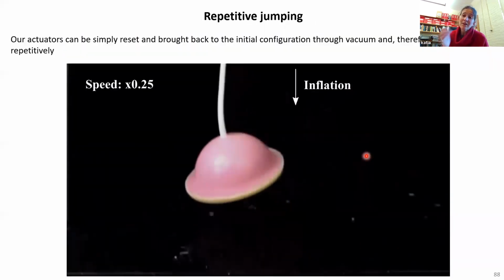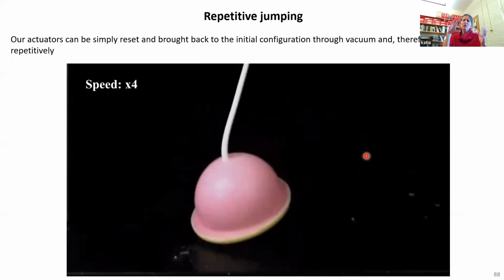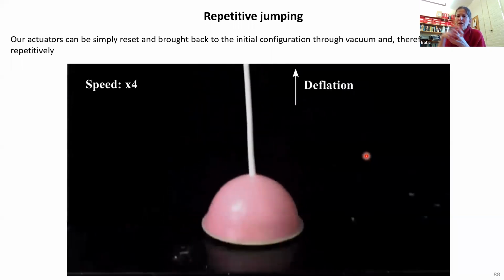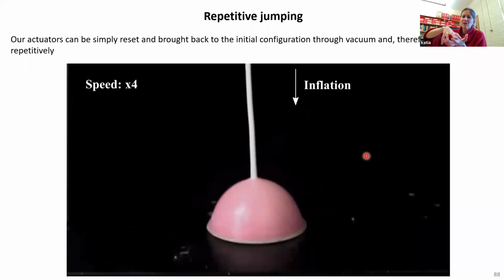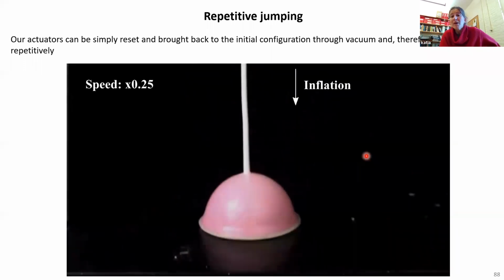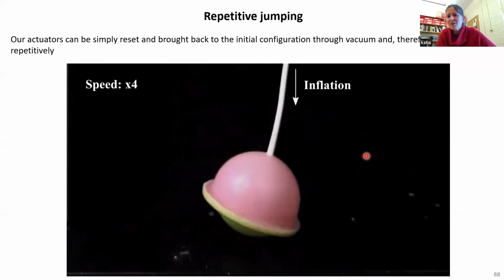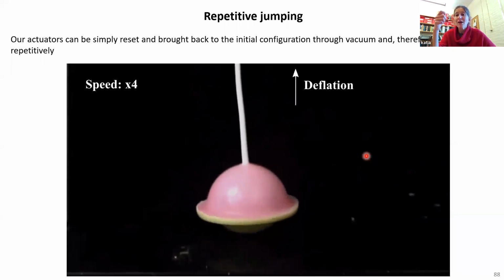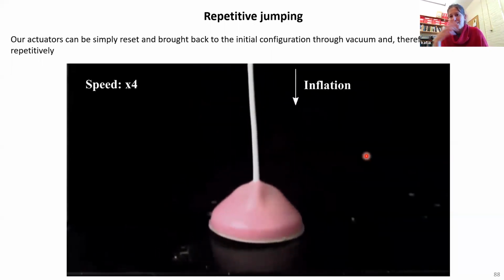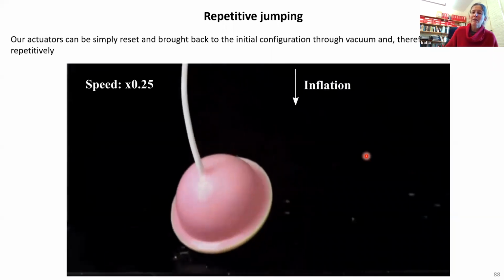And what is nice about this, when I was talking about soft machines, there was an example of a simple inflatable structure that was taking off. But that was based on explosion. So you can take off once, but the second time you need to reset the system. It's not that easy.